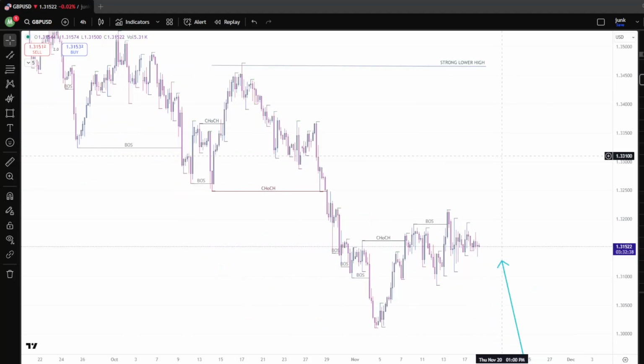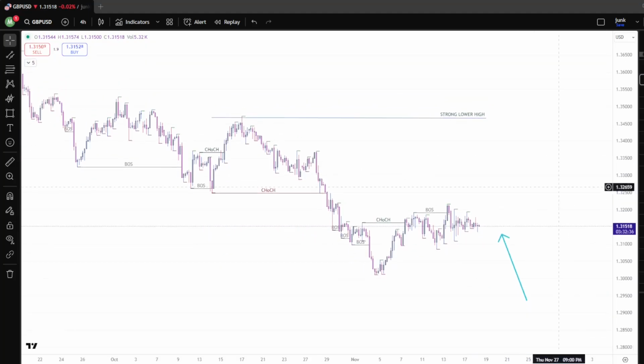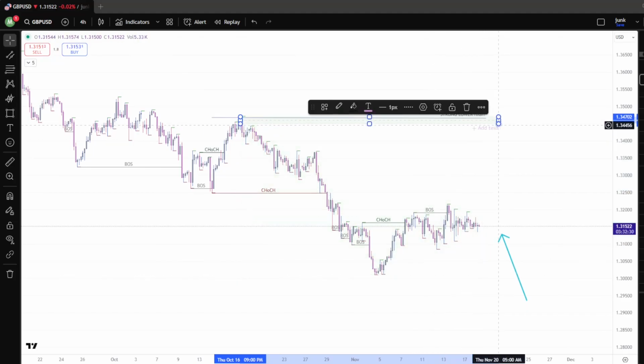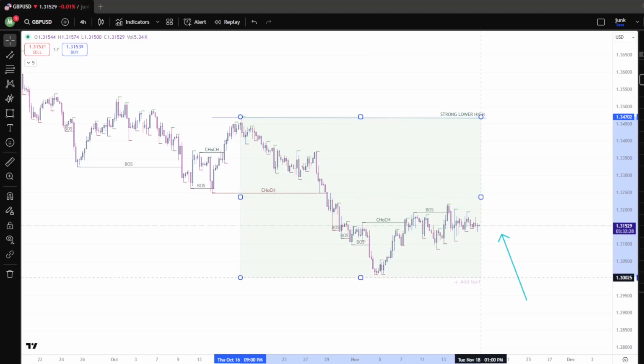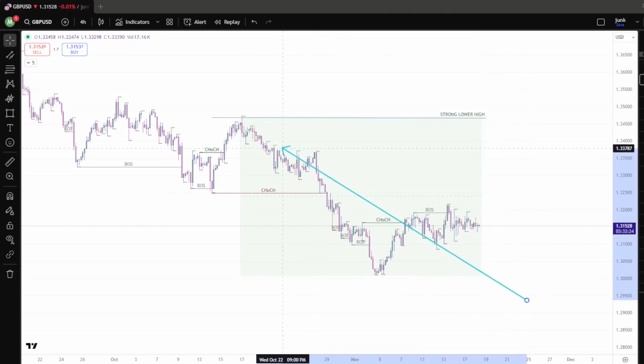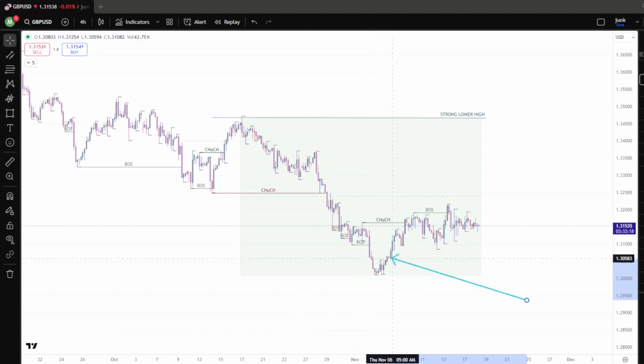GBP USD, let's go map out the current range. It's much more in a bearish push. Lower highs from these highs, lower lows, lower highs, lower lows. Of course, buyers step back in, as we've been saying, possibly a V-shaped recovery, structure break to the upside.